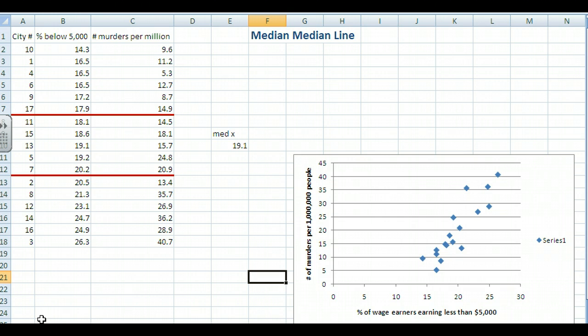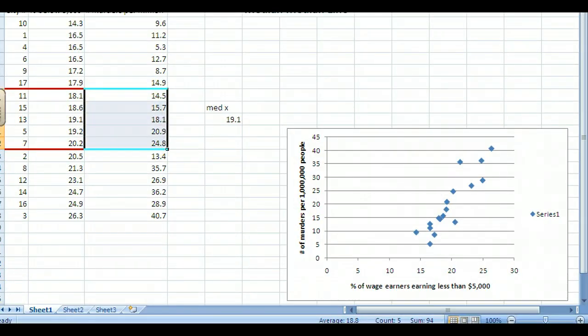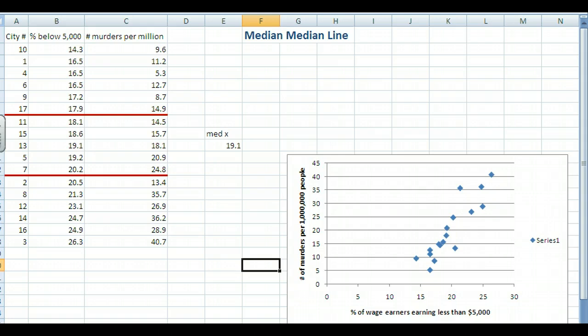The y values also have to be sorted. So now I'm just going to sort the middle group of y values once again from smallest to largest. After a momentary glitch, we see that the y values are sorted from smallest to largest, so the median y value is 18.1. So that is the summary point for the middle group, 19.1, 18.1. Now to find the summary points for the other two groups, I'm going to have to take the average of the two middle points.